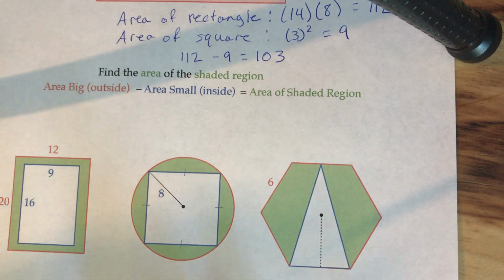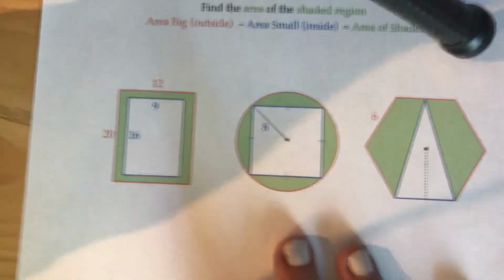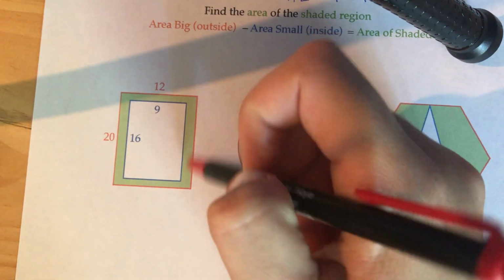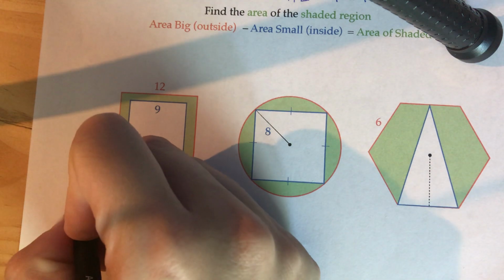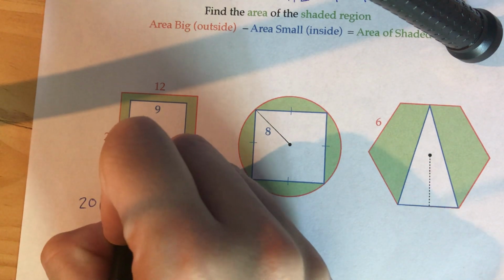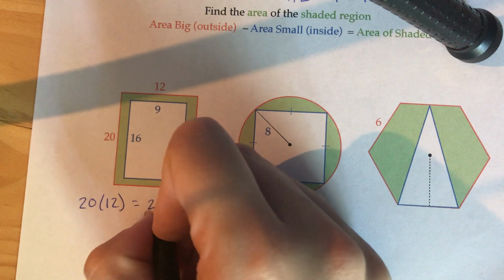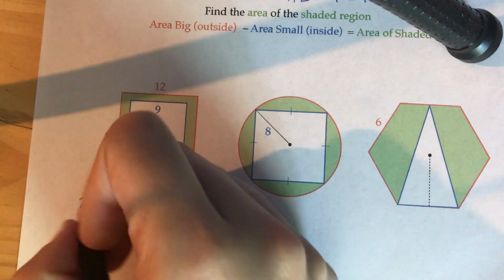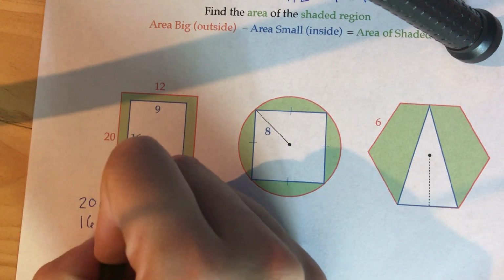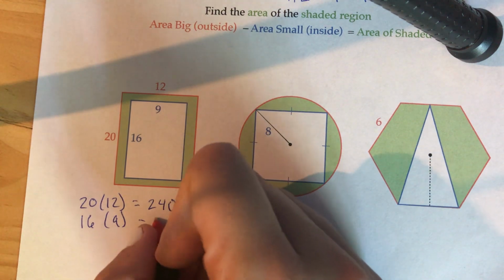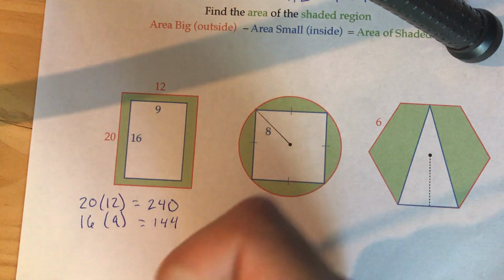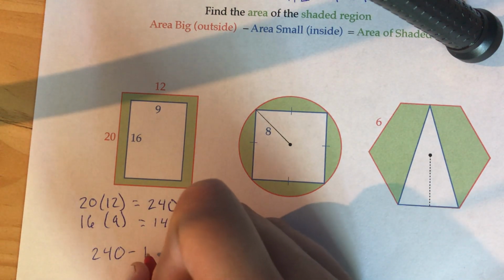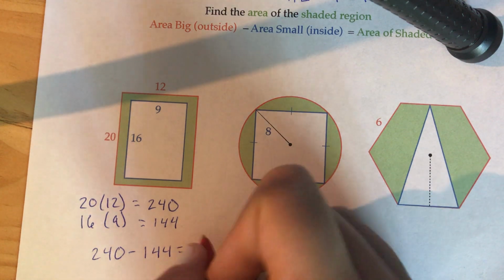All right, so let's go down to this next one. This time we're dealing with two rectangles. Here we have the bigger rectangle, which is 20 by 12. So I'm just going to do 20 times 12, which is 240. And then I'm going to take the area of my smaller rectangle, which is just 16 times 9, and that is 144. And so I'm going to subtract the smaller from the bigger, so 240 minus 144, and that'll give me 96.